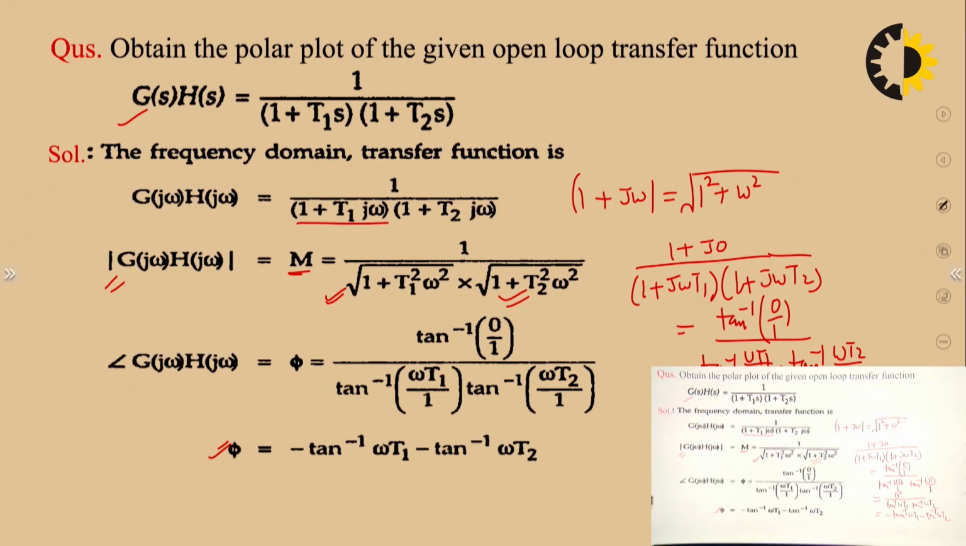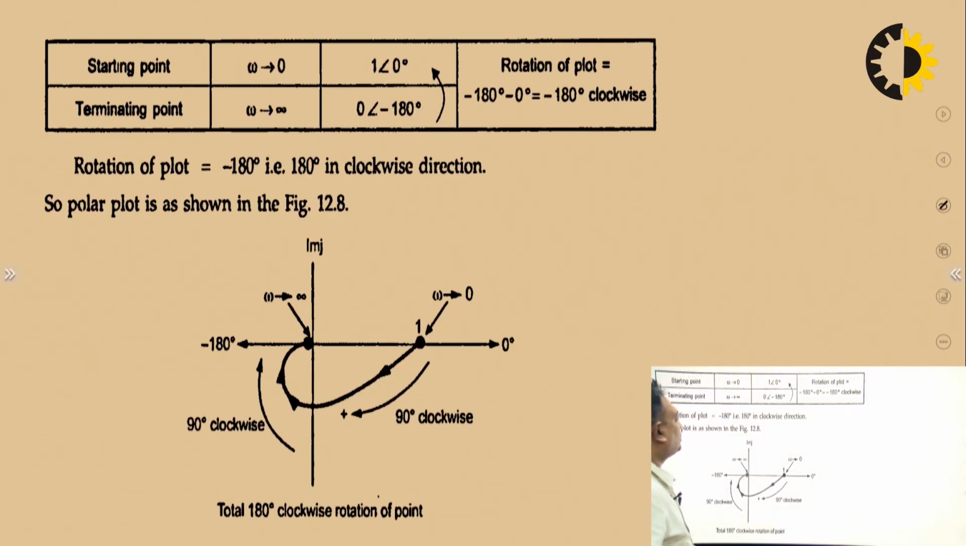Now what we will do is change the frequency from 0 to infinity and find out the value of magnitude and phase. We are not interested in each and every value of ω between 0 and infinity. We are just trying to find out the movement of the plot with respect to change in frequency. So let us take our starting point as ω tends to 0 and terminating point as ω tends to infinity, and we will calculate the value of magnitude and phase angle at these frequencies only.